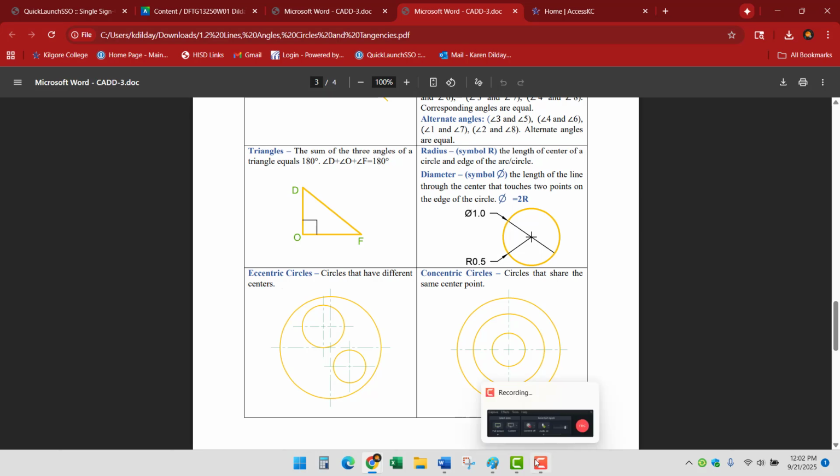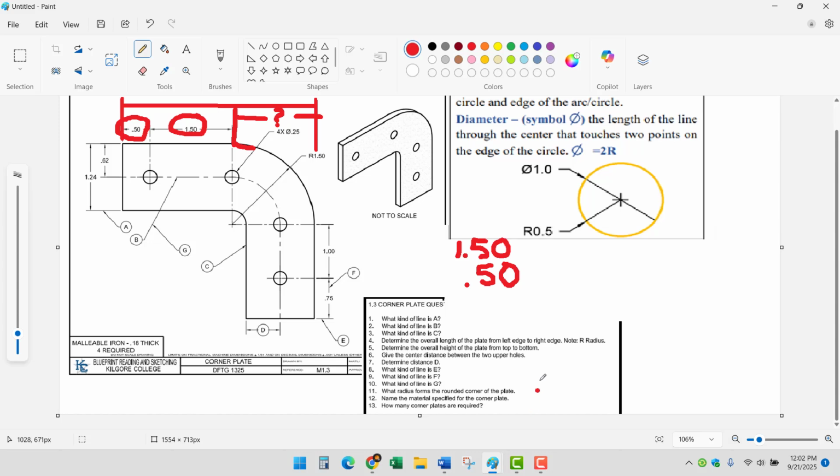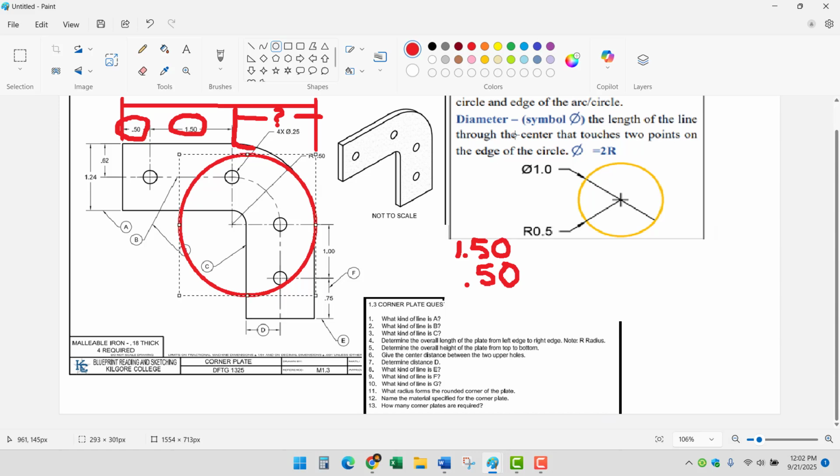Okay, so if we look at the assignment again, we note that we don't have a circle, we have an arc. But if we had a circle, it would look like this, right? And if I was to put this circle in the right position, it would look like this. Well, the radius of that circular shape is here, 1.5.